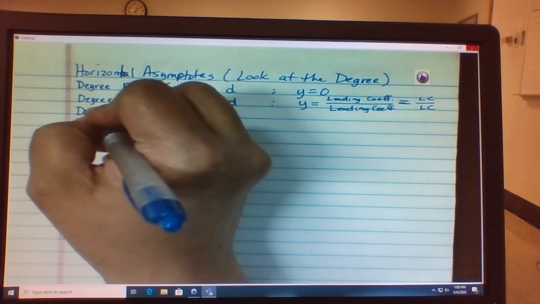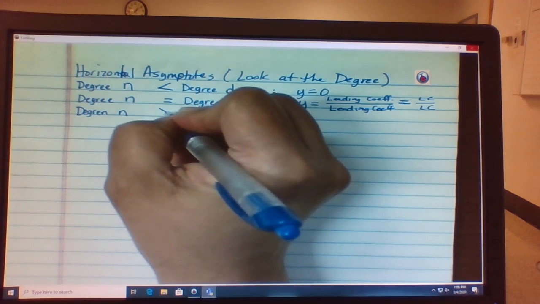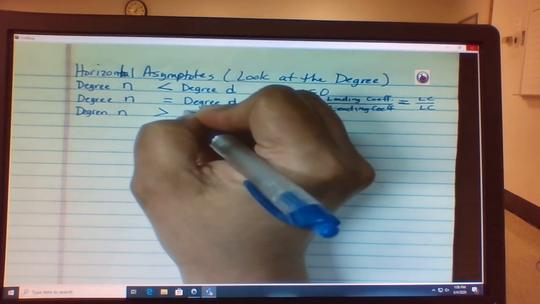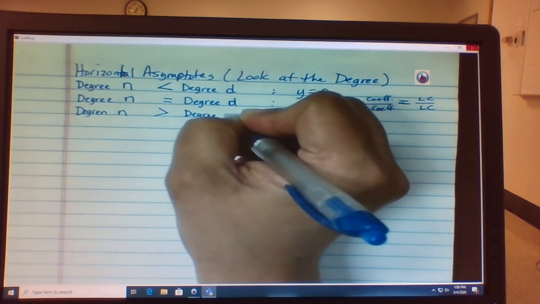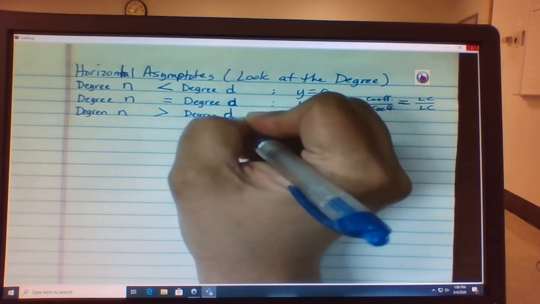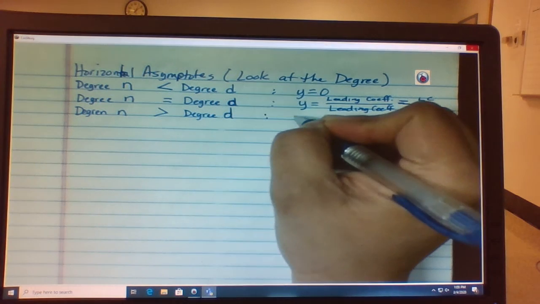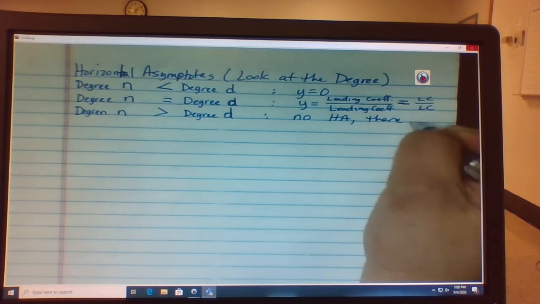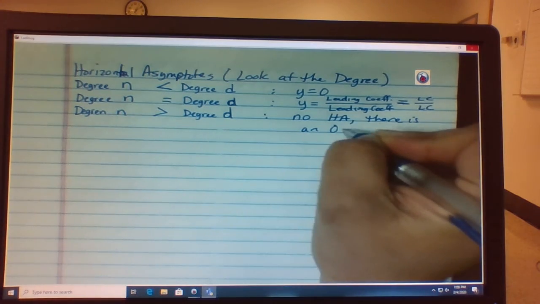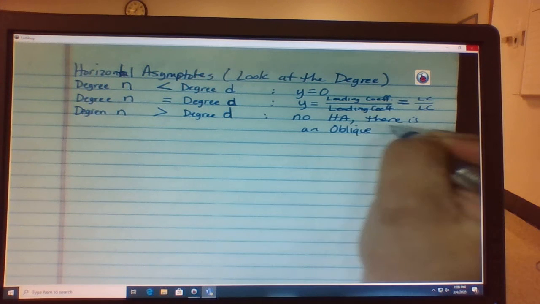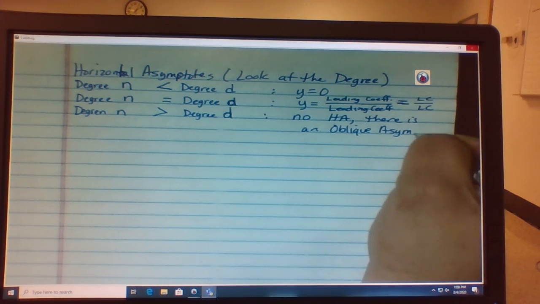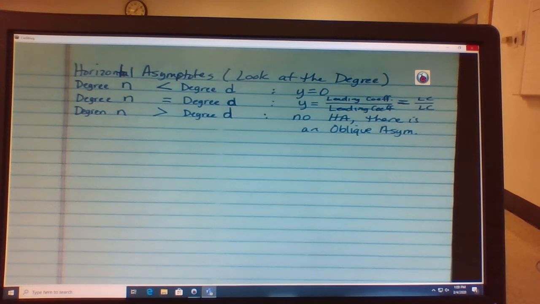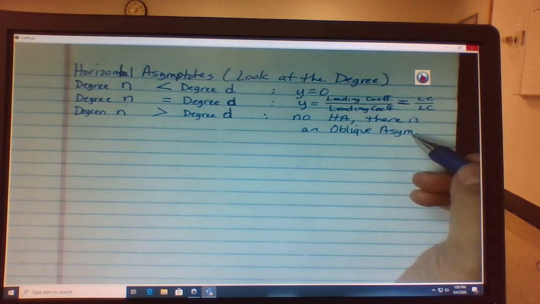If the degree of your numerator is greater than the degree of your denominator, there is no horizontal asymptote. There is an oblique asymptote. And those are the last 2 things we're talking about, horizontal and oblique. So if you don't have a horizontal, then you have an oblique. And to find the oblique, you have to do synthetic division.